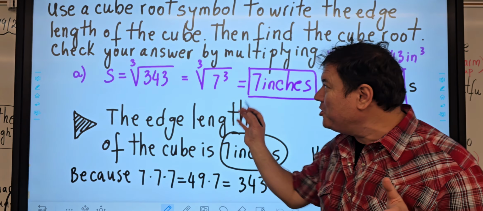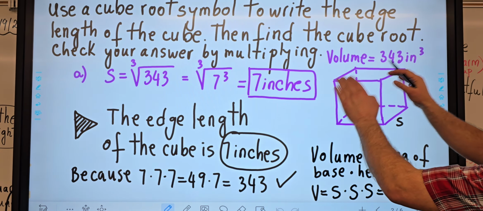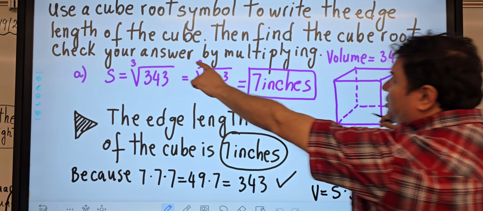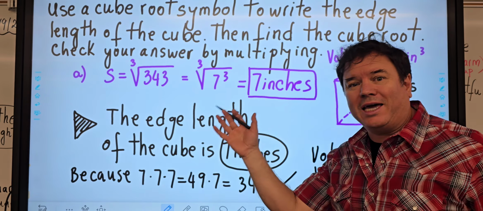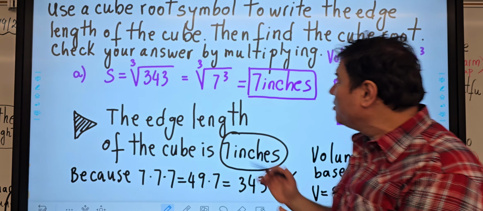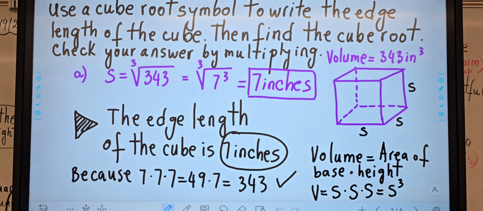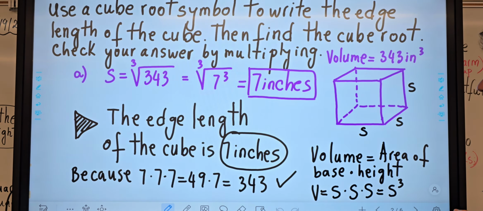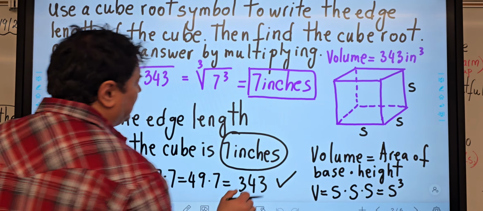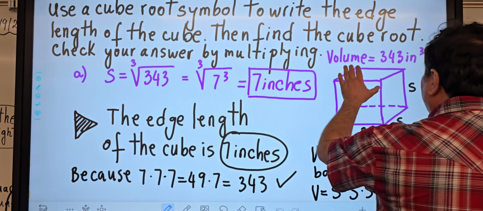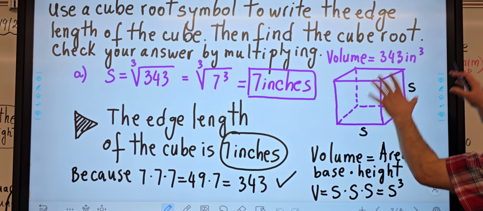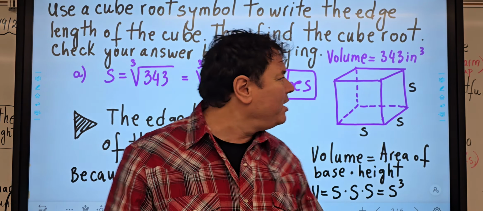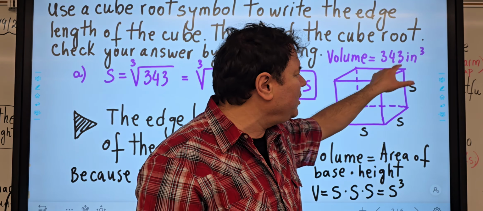Okay, looking at the cube. Then find the cube root. So use the cube root symbol to write the edge length of a cube, to find the edge of the cube, and then we are going to find the cube root of that number. Check your answer by multiplying that number 3 times. Okay, so for example, here we know that the volume of a cube in this case is 343 inches cubed, right? So now we know the volume of this cube, which is 343 inches cubed.